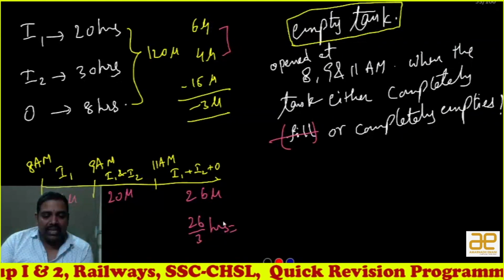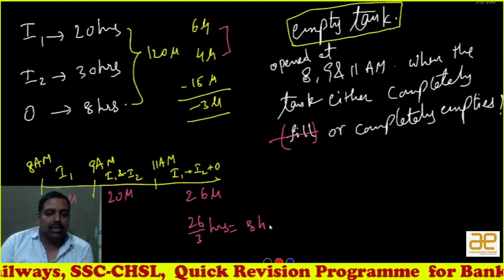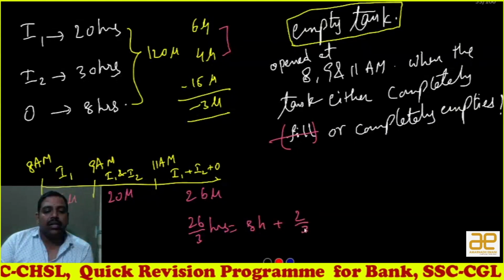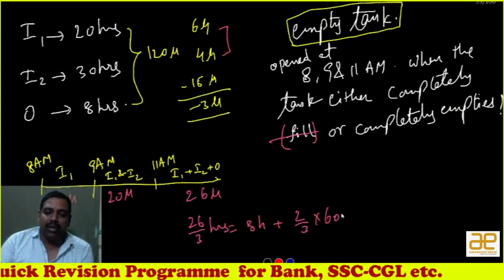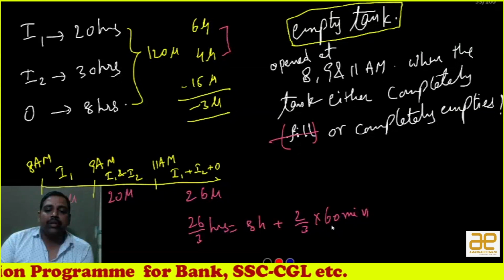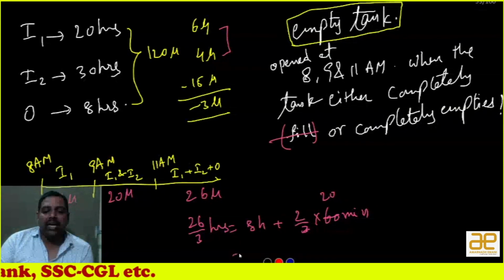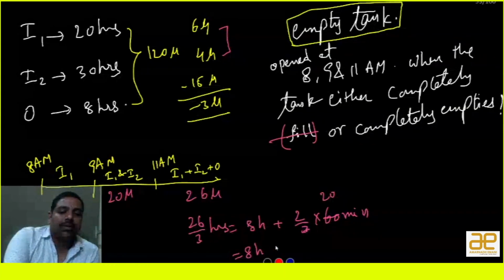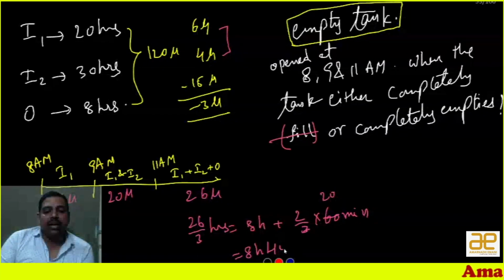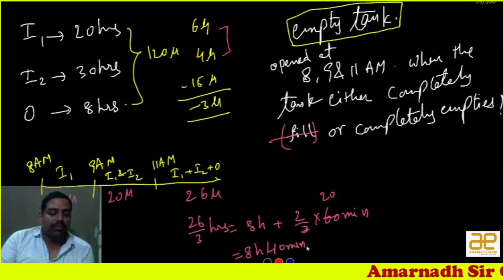So 3 8s are 24, right? So 8 hours plus 2 by 3 hour. That hour needs to be converted into minutes by multiplying with 60. 3 ones are 3, 3 20s are 60, 2 20s are 40. 8 hours 40 minutes is the time required to empty the full tank.